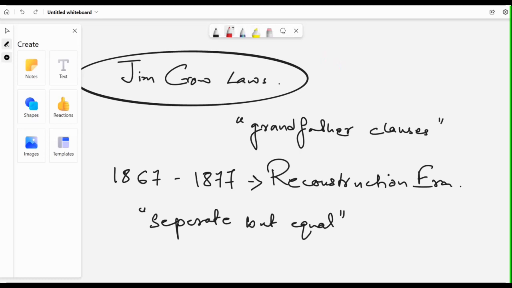I don't know what this is. Just a moment.